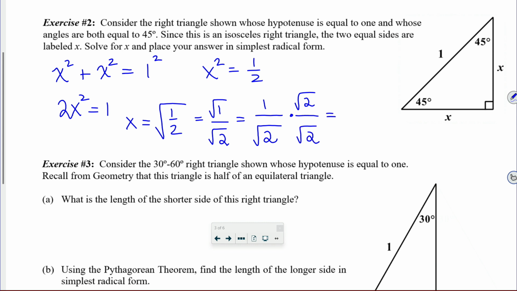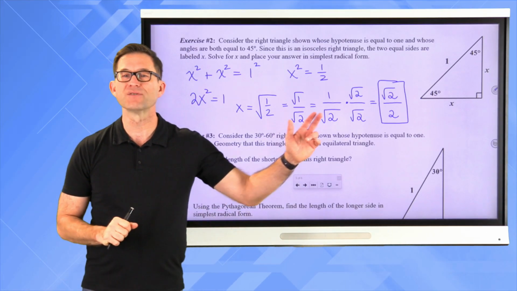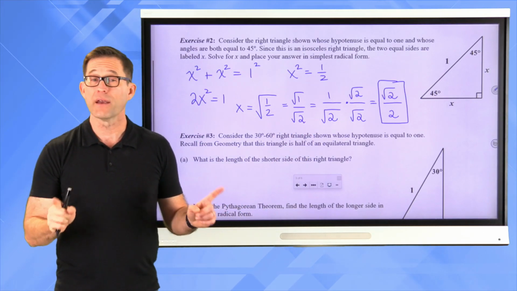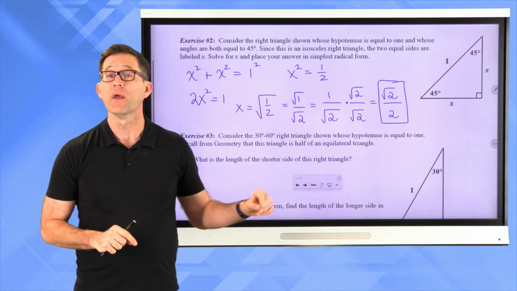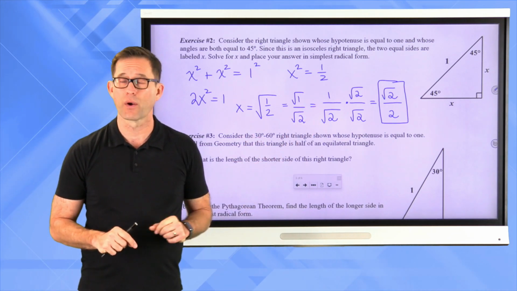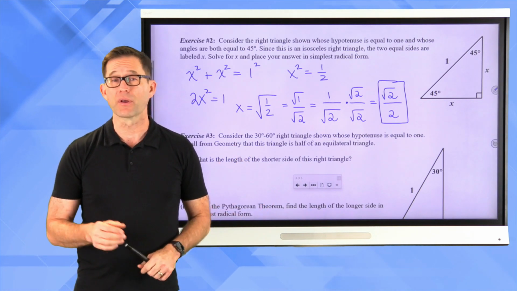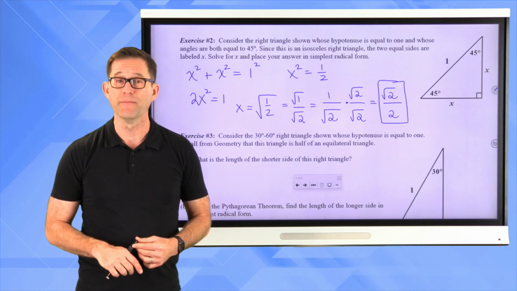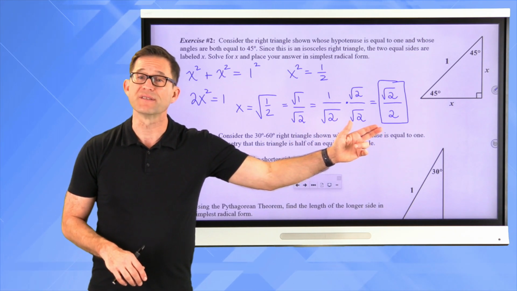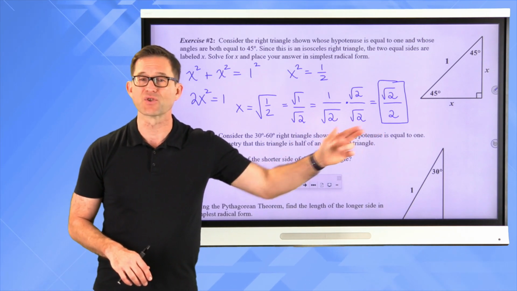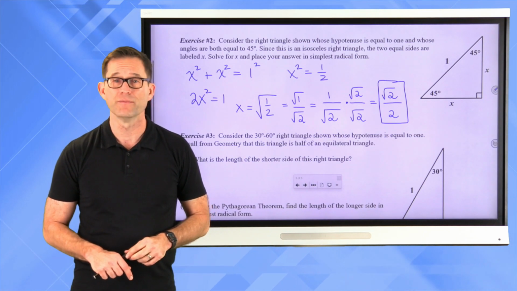So what we do is we multiply by square root of 2 over square root of 2. That gives me a square root of 2 in the numerator, because 1 times square root of 2 is square root of 2. And square root of 2 times square root of 2 is 2. So we have square root of 2 over 2, and that is ultimately how we're going to leave it. Now again, that is equivalent to the square root of 1/2. It's also equivalent to 1 divided by the square root of 2. Either one of those I would completely take if I were a math teacher, but what generally is agreed upon as the simplest radical form is the square root of 2 divided by 2.